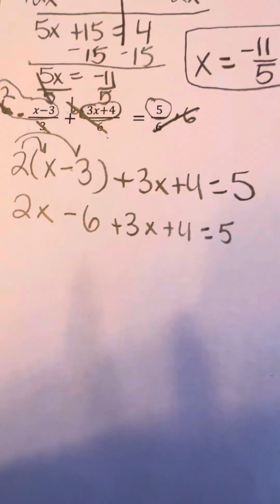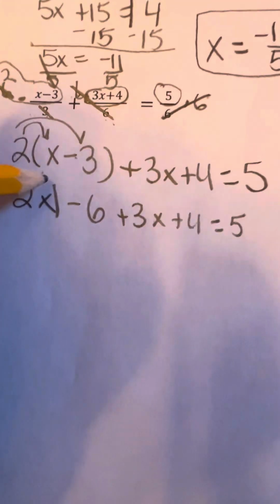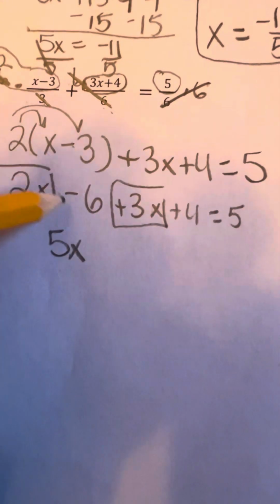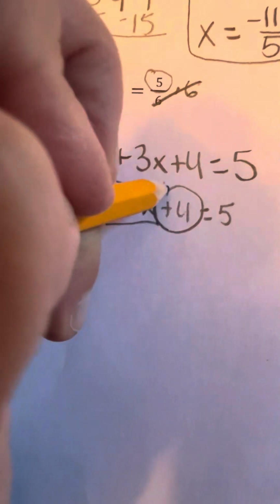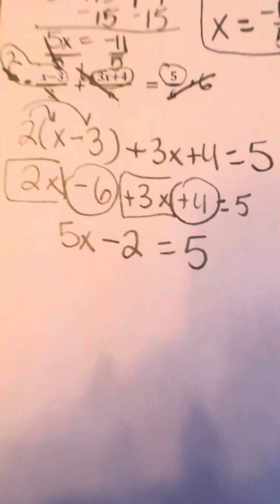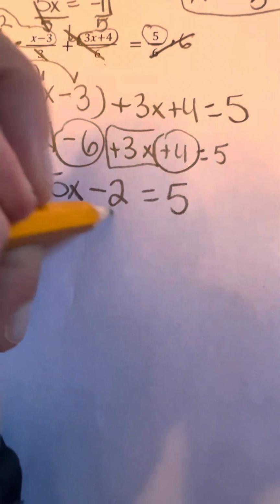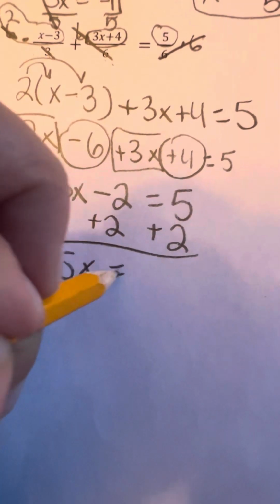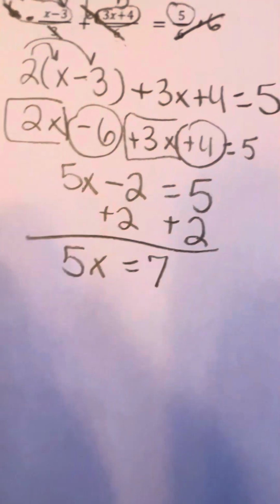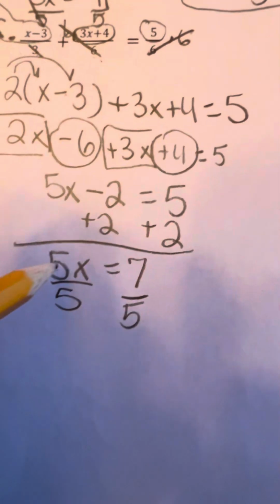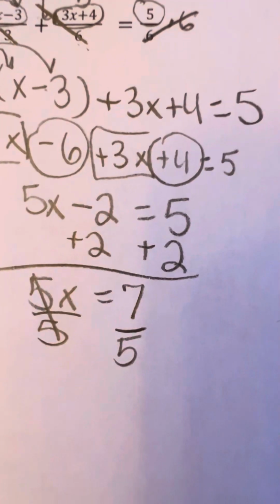And then we're going to go ahead and combine like terms. 2x and 3x add up to be 5x. And then we have a negative 6 plus 4, which is a negative 2, equals 5. And then we're going to go ahead and add 2 to both sides. Now that one's going to be 5x is equal to 7. And then, last step, we're going to divide both sides by 5, and we end up with a fraction.